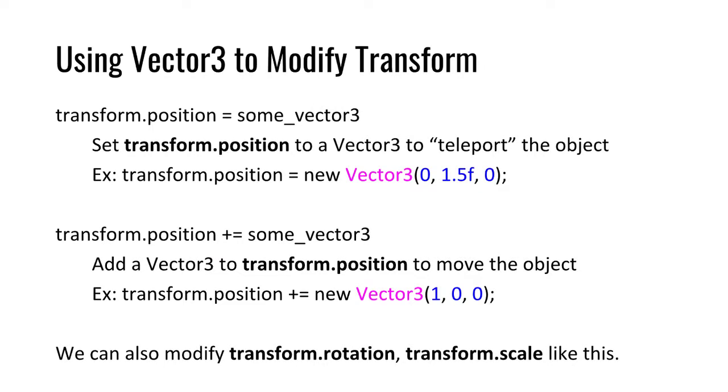So quick note, instead of using transform.Translate, you can set position and set rotation and set scale manually using a Vector3. But we're kind of moving on from transform, so this is just a quick note. You don't really need to know this.